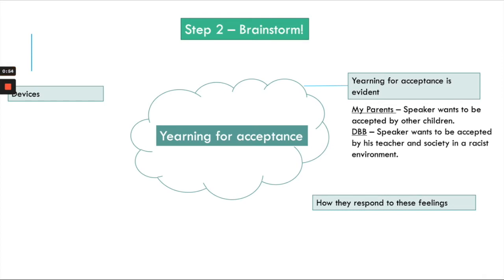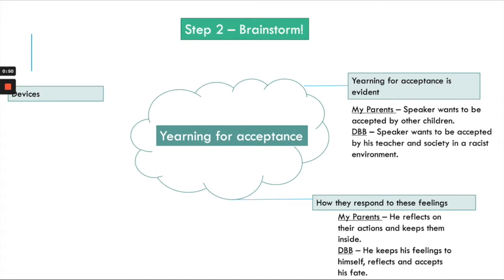Next, how do they respond to these feelings? In My Parents, he reflects on their actions and keeps them inside. In Dreaming Black Boy, he keeps his feelings to himself. He reflects on them and he accepts his fate. And the devices: in My Parents, we have the use of the simile quite a lot. And in Dreaming Black Boy, there is a lot of repetition.